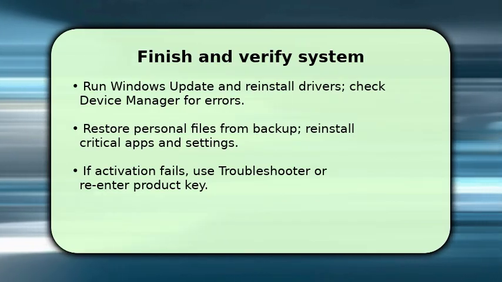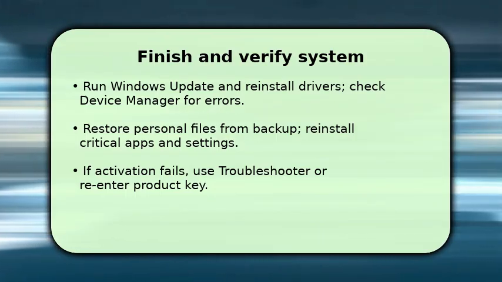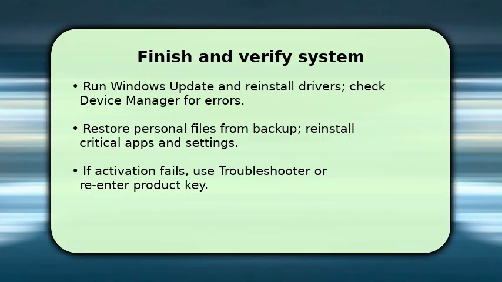If Windows won't activate after the restore, use the activation troubleshooter or re-enter your product key. This usually fixes licensing glitches. If problems persist, the key troubleshooting tip is to check the recovery USB integrity and recreate the media. Then repeat the process.